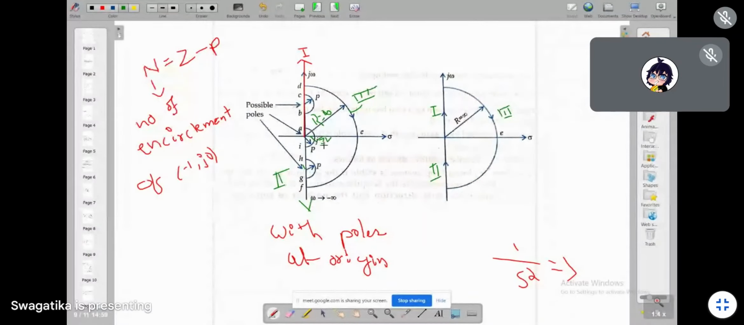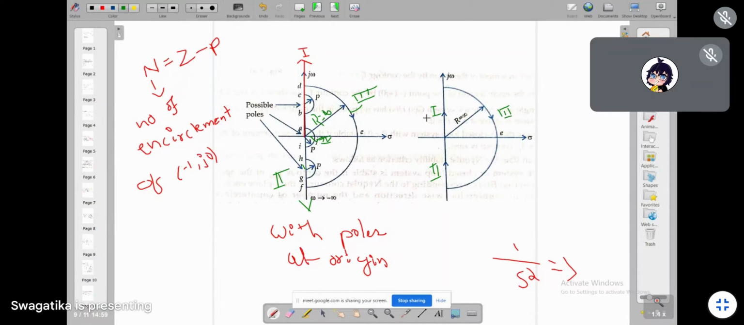First of all, path number 1 is nothing but the polar plot of the given open loop transfer function.